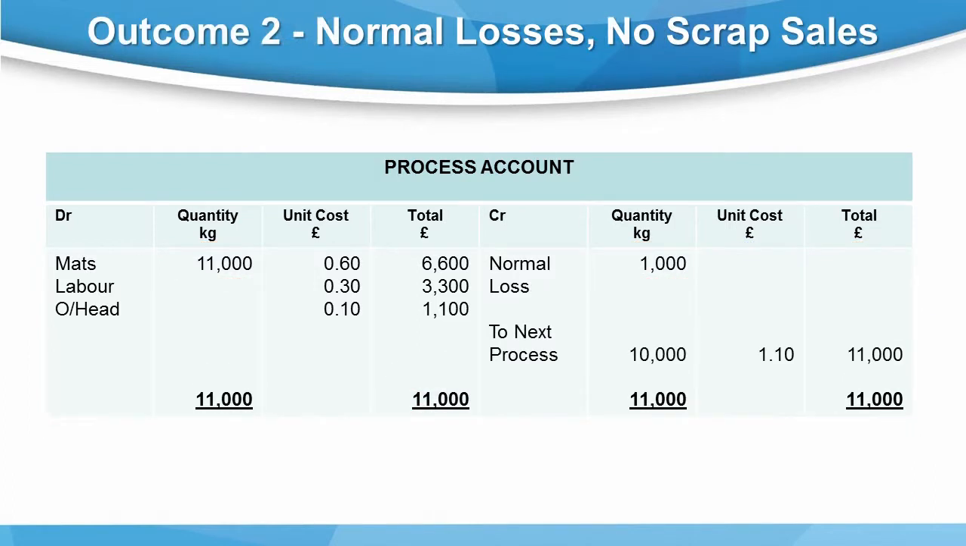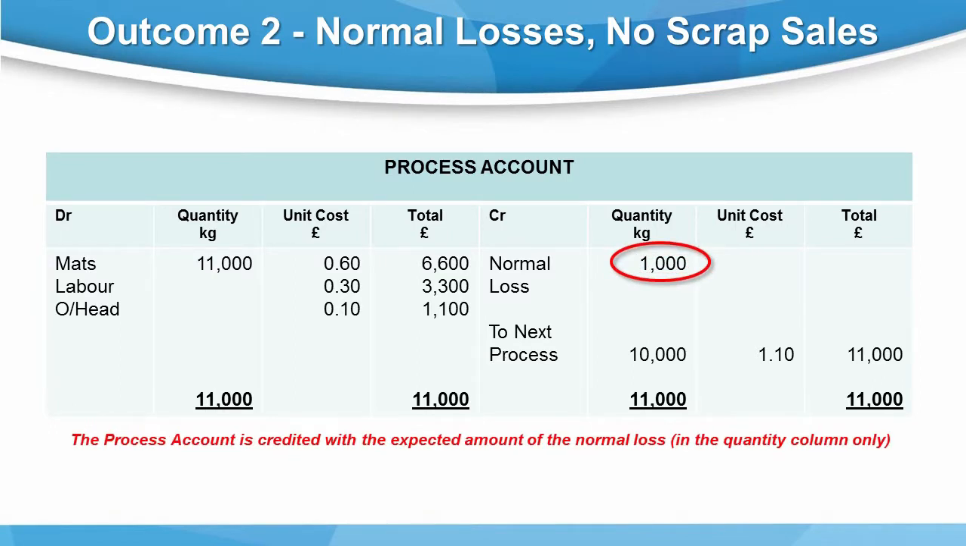Now we'll look at a process with normal losses but no sale of scrap. The inputs are the same as before. Here though, the normal loss is recorded in the quantity column on the credit side. In this example, the normal loss is 1,000 kilograms. Nothing is shown in the units cost or the total cost columns on the credit side, as there's no value to the loss, no scrap resale.